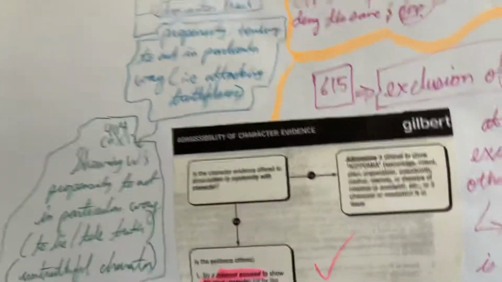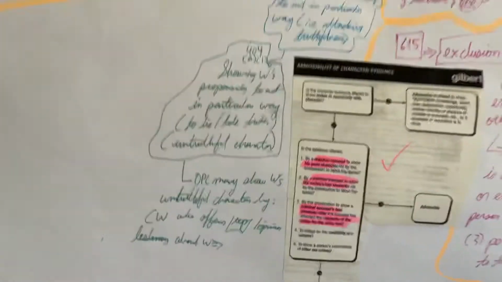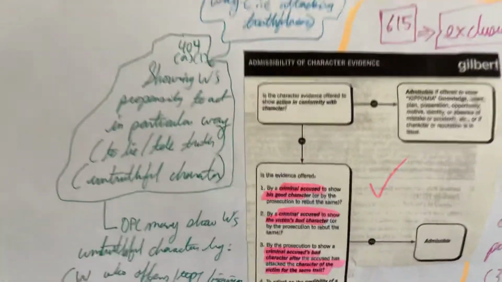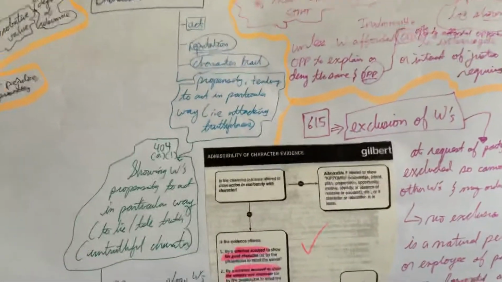mistake or accident. I love Gilberts. You should definitely buy all of their books. Very useful for law school and for review. Just fun reads. I think they do a good job summarizing much of the law.